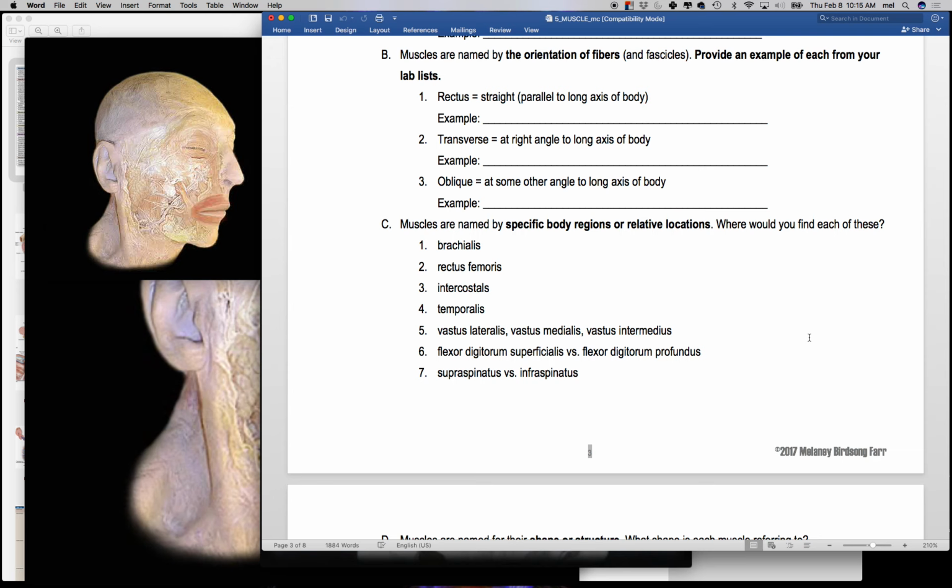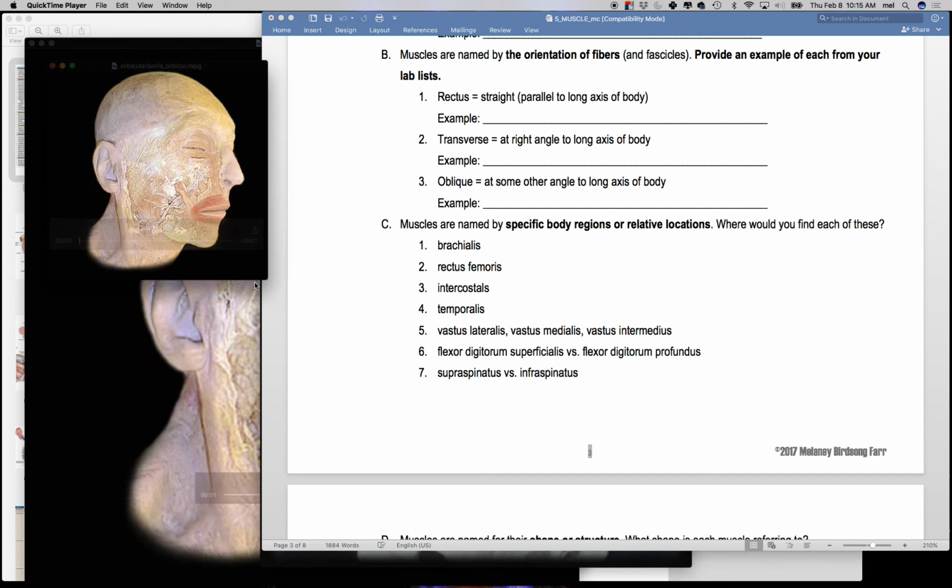And you have your external abdominal obliques that run this direction, and you have your internal abdominal obliques that run that direction. Does that make sense? Okay, so that's what oblique means. And although I didn't write it in here, there's another one. What if a muscle is called an orbicularis? Yeah, it's running a circle.